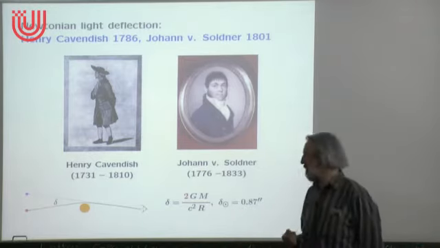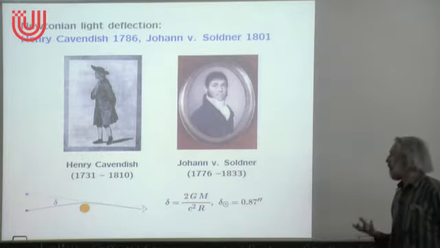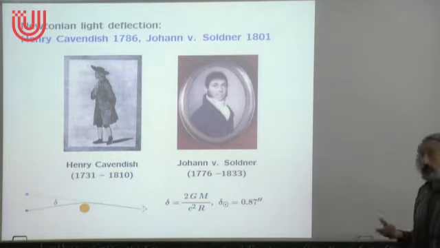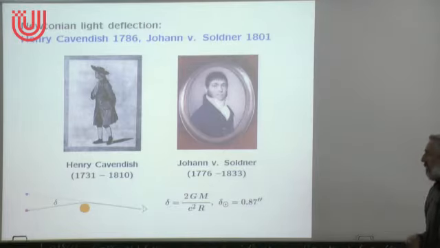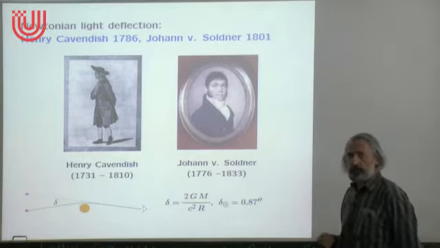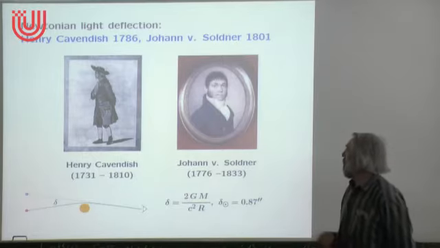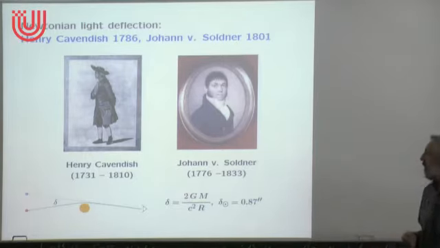Maybe light also consists of particles. This was still a highly debated idea at this time. Also Newton thought of light as consisting of particles. He was a very strong proponent of this corpuscular theory of light. And Cavendish and Soldner were followers of him.